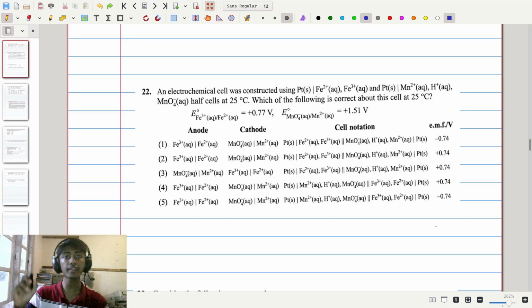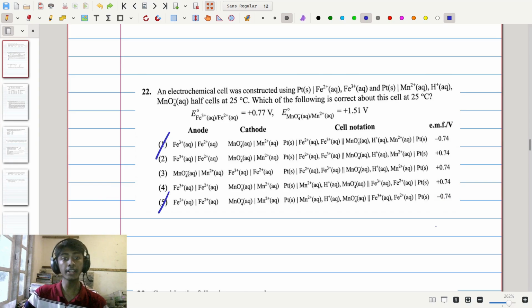Now given this, if we look at the answers, we can see immediately answer number 1 and answer number 5 are both incorrect, as both of them have a negative value as the EMF of the cell. As we know, when you consider EMF, you always look at the spontaneous reaction, and therefore EMF of cell will always be positive. So due to that, the EMF of this electrochemical cell will always be a positive value, and therefore answer number 1 and 5 are both incorrect.